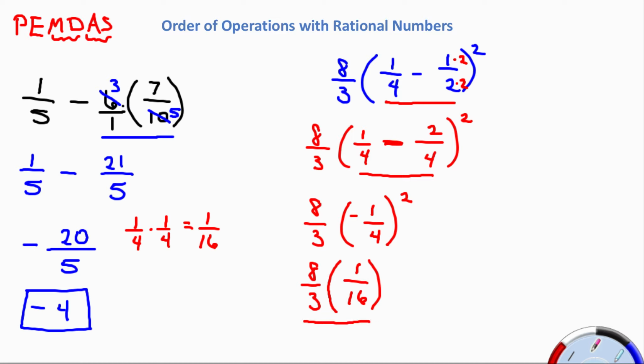1 times 1 is 1. 3 times 2 is 6. And because this won't simplify any further, I'm finished.